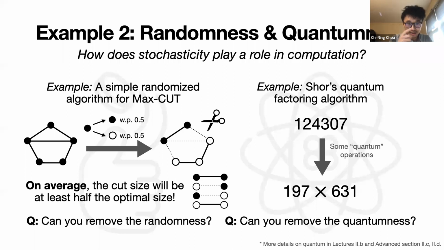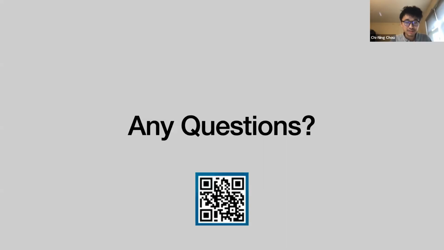So I hope that through these examples of non-determinism and randomness and quantumness, you have a feeling that computation is not just a Turing machine doing mechanical procedures. There are also many more ingredients you can add and discuss in this playground. Okay, so maybe now is also a good time for people to ask some questions.